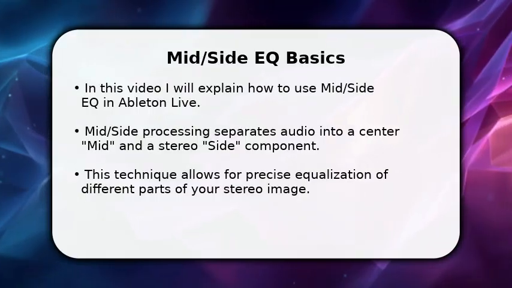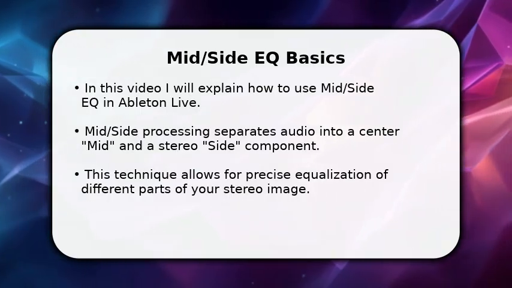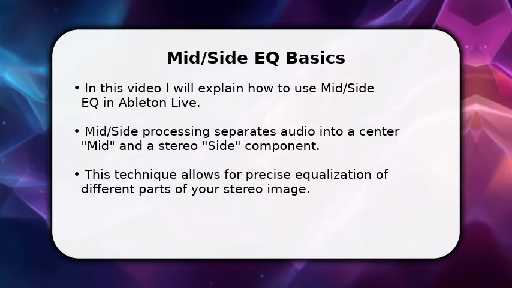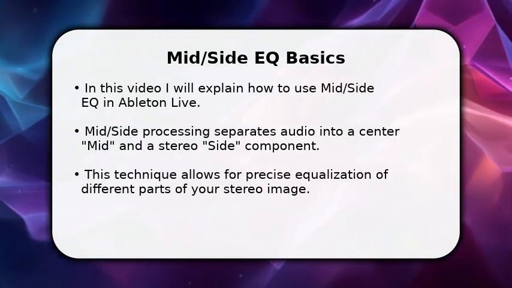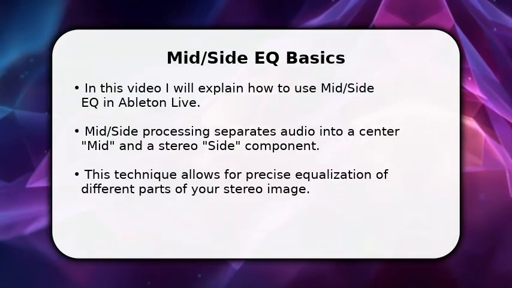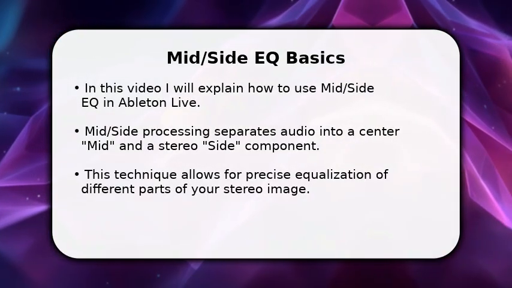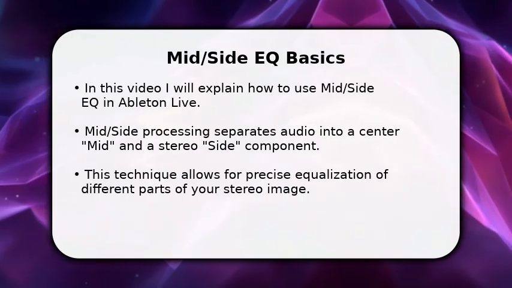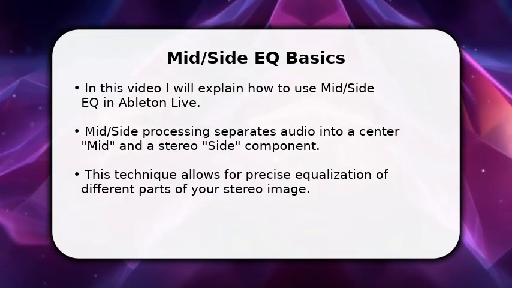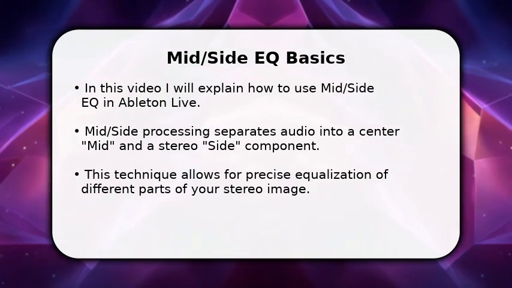Hello everyone. In this video, I will explain how to use mid/side EQ in Ableton Live. Mid/side processing is a powerful technique that separates your audio into two distinct components: the mid signal, which is the mono information, and the side signal, which contains the stereo width. This allows for incredibly precise equalization, letting you sculpt your sound with much greater control over the stereo field. We will explore how to set this up and apply it effectively.